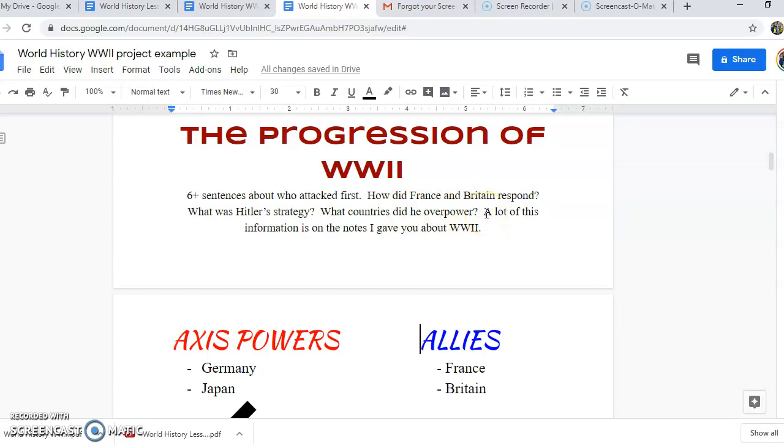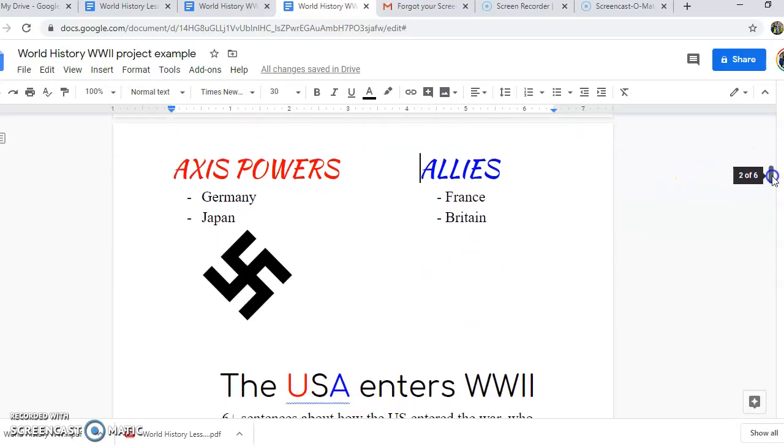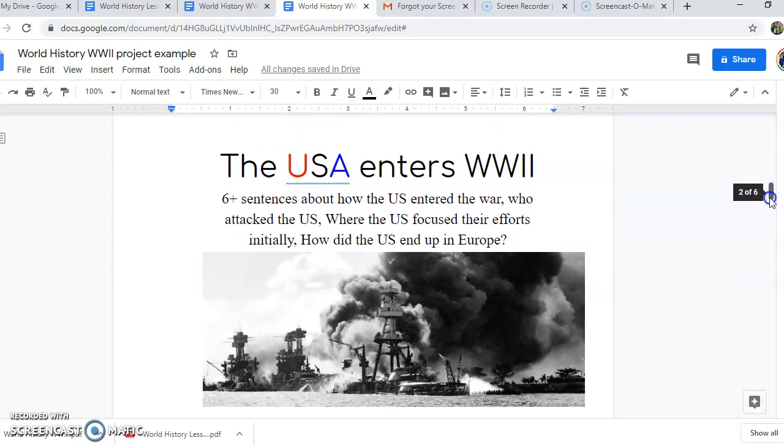The notes that I gave you a couple weeks ago about World War II will be very beneficial for you. You need to have the Axis powers and the Allies. Choose your font. I did not list them all here because I want you to make sure you're doing your own research, but just here's an example. I've chosen to include this image right here, and you can choose what you would like to include on yours.